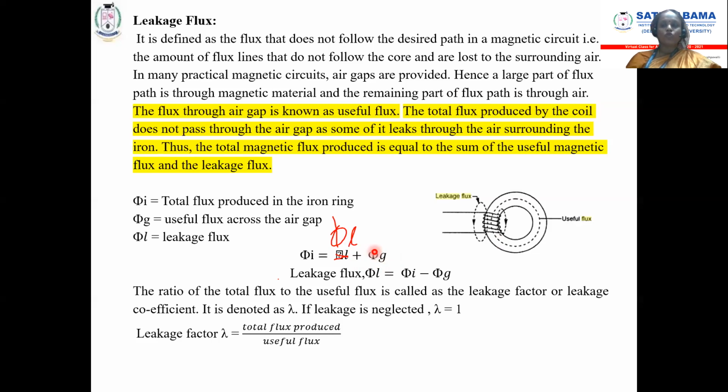Why are they saying useful flux in the air gap? That's why I have explained to you. Because the flux which is produced in the magnetic core or in an electromagnet definitely passes through the air gap. Then only it will link the conductor. Then only we will see that energy conversion is taking place. So leakage flux is nothing but the total flux minus the useful flux. That is called the leakage flux.